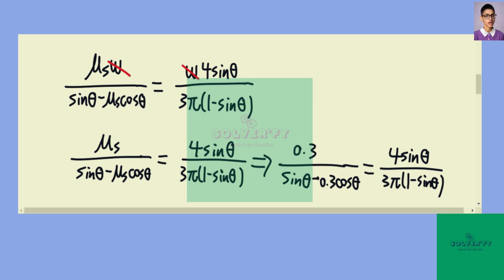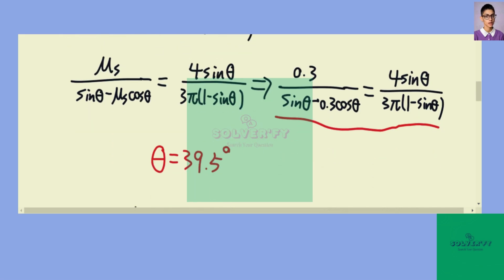So now let's plug in the value 0.3, which is the coefficient of static friction. And this will give us 0.3 over sine theta minus 0.3 cosine theta is equal to 4 sine theta over 3 pi times 1 minus sine theta. Now we can use a calculator to calculate the angle. Eventually, the angle theta is about 39.5 degrees.